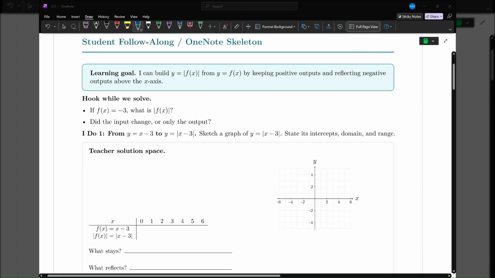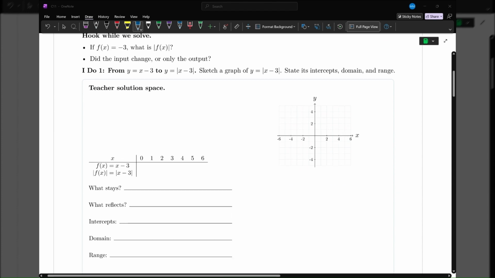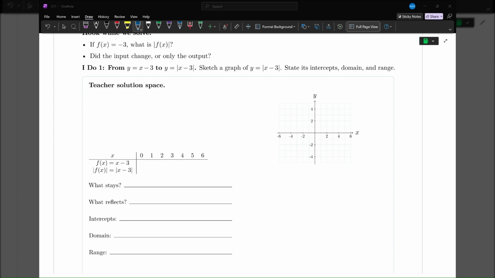So diving into I do one. It says, if we know the function y equals x minus 3, that's an easy line, right? Slope of 1, intercept of -3. Let's use that to look at, eventually, the absolute value of x minus 3. And then we're going to study intercepts, domain, and range, and just dive in.